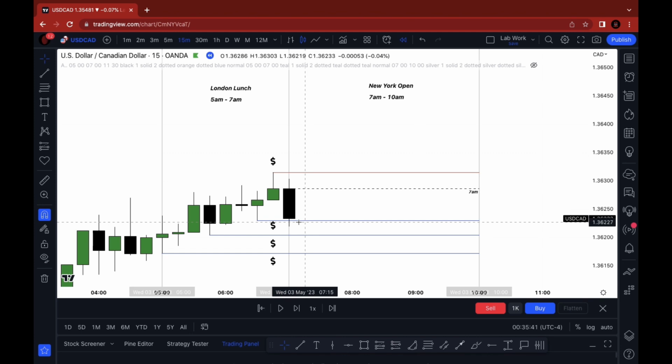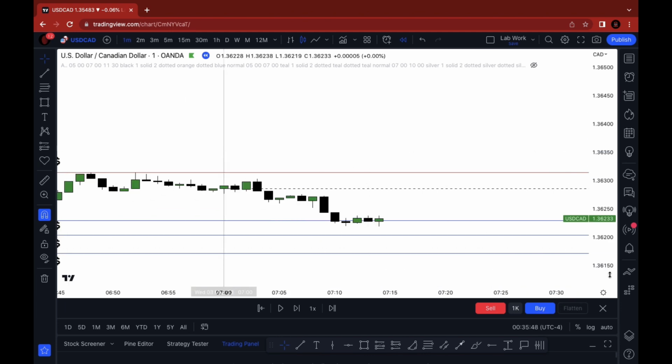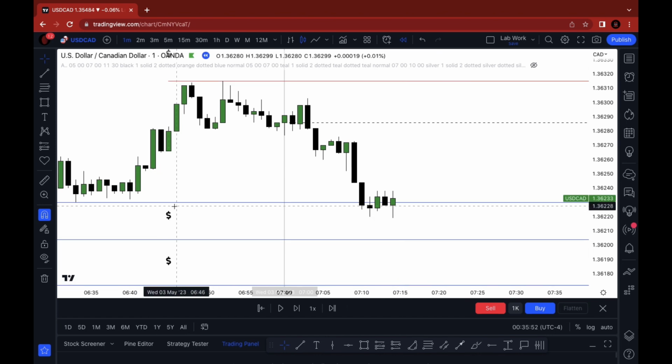We're looking for a lower time frame fair value gap. Me personally, I'm going to the 1-minute time frame. I'm going to find the first fair value gap that forms after taking out a swing low. So you can see that's the 15-minute swing low here. We'll play it forward to see what happens in price.